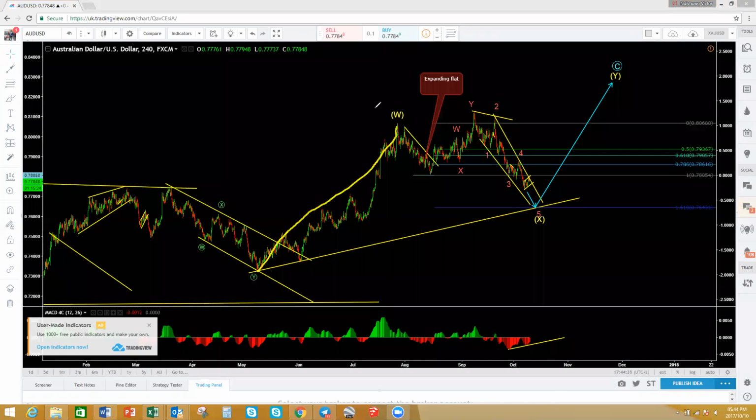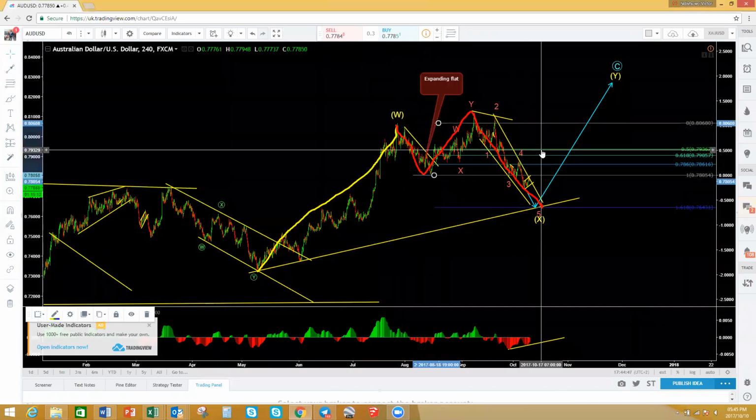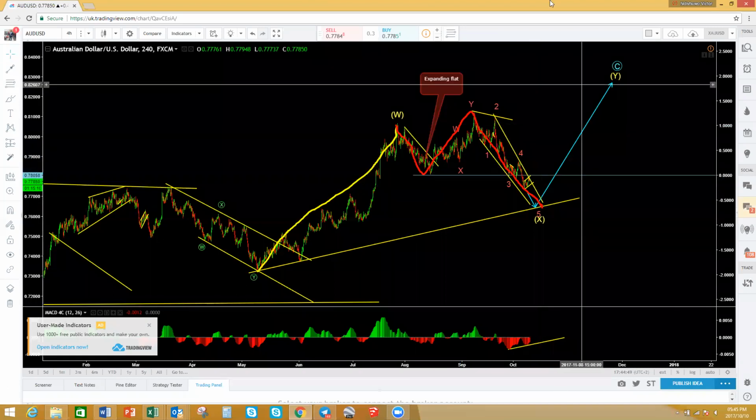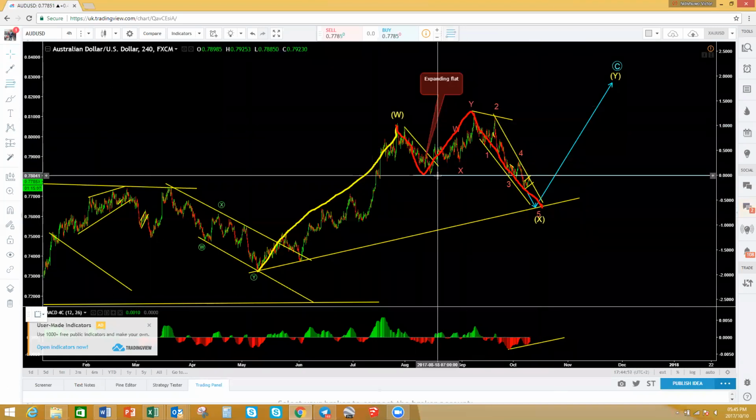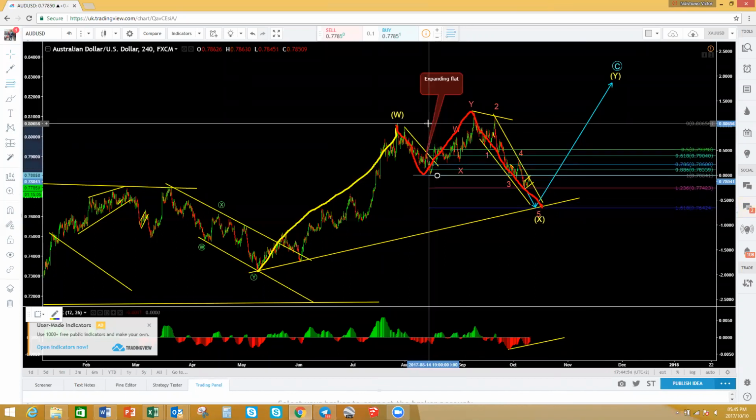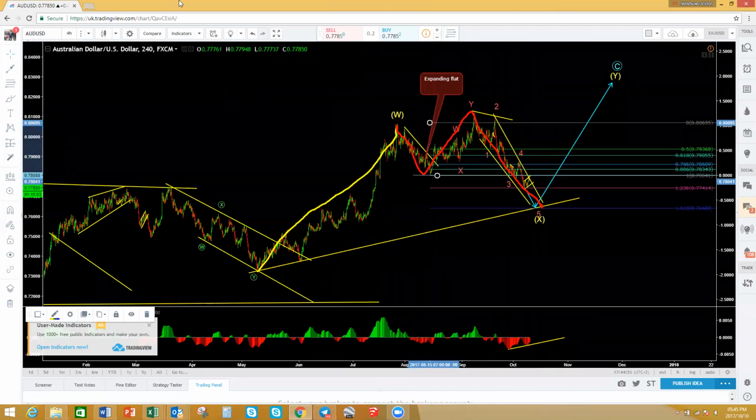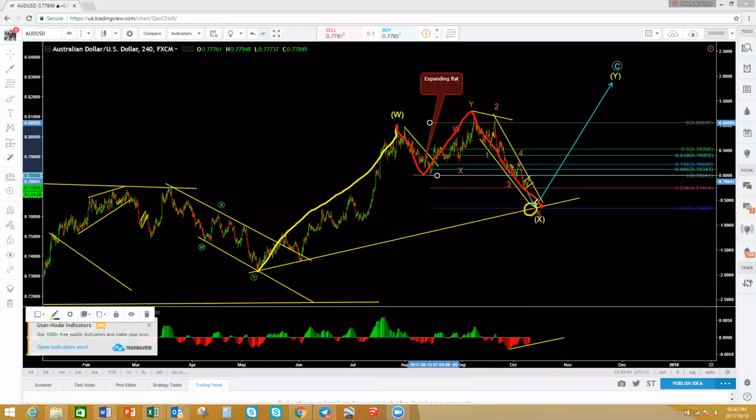You can see that we've got an impulse. After the impulse, we're getting a correction. And this correction has got rules. This is a textbook expanding flat. Okay? A textbook expanding flat. And this flat, we're going to be buying it here at the 1.618. The 1.618 extension is sitting right on the trend line.